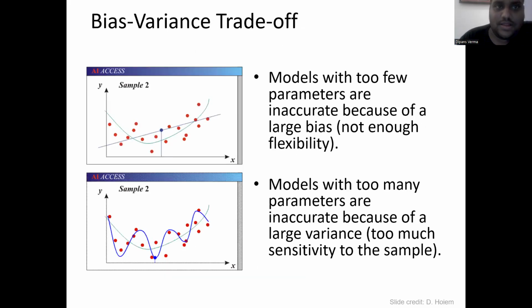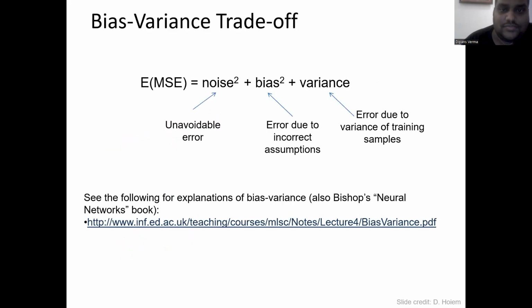Bias variance model. There's a balance between bias and variance, because models with too few parameters are inaccurate because of large bias, right? Not enough flexibility. Models with too many parameters are inaccurate because of large variance, right? Variance is too high, so its error is too much and it is too sensitive to the sample. Not enough flexibility. So this is the problem. Okay, so I think everybody is getting it.